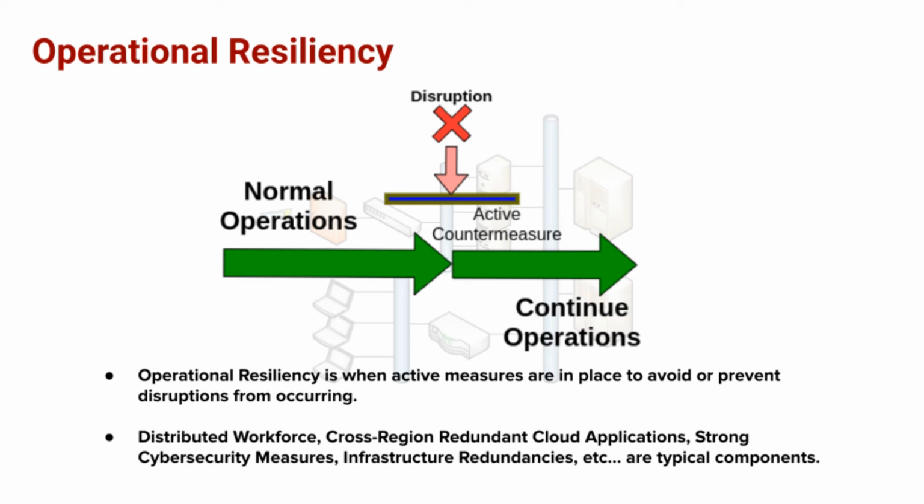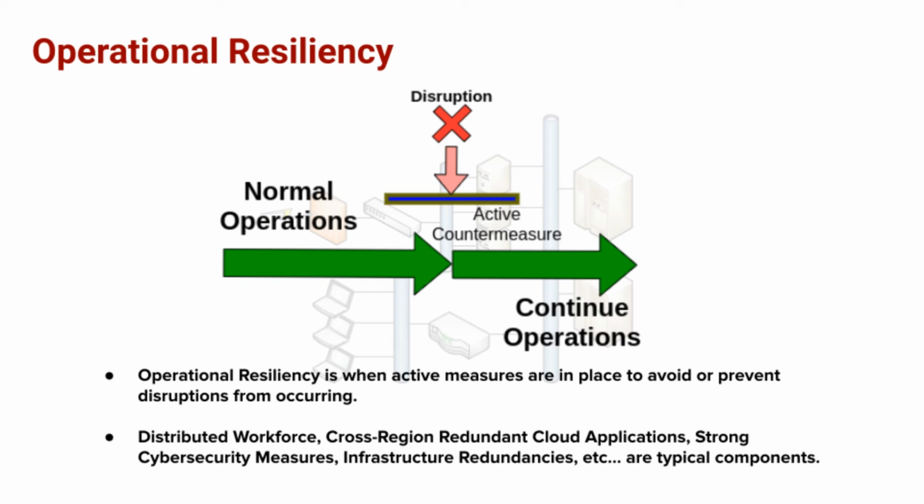Another good example is a website that's built as a cloud application that crosses several regions and has been engineered to have redundant components in more than one cloud region, so that if one region goes down, the other can pick up the load without any hitch.